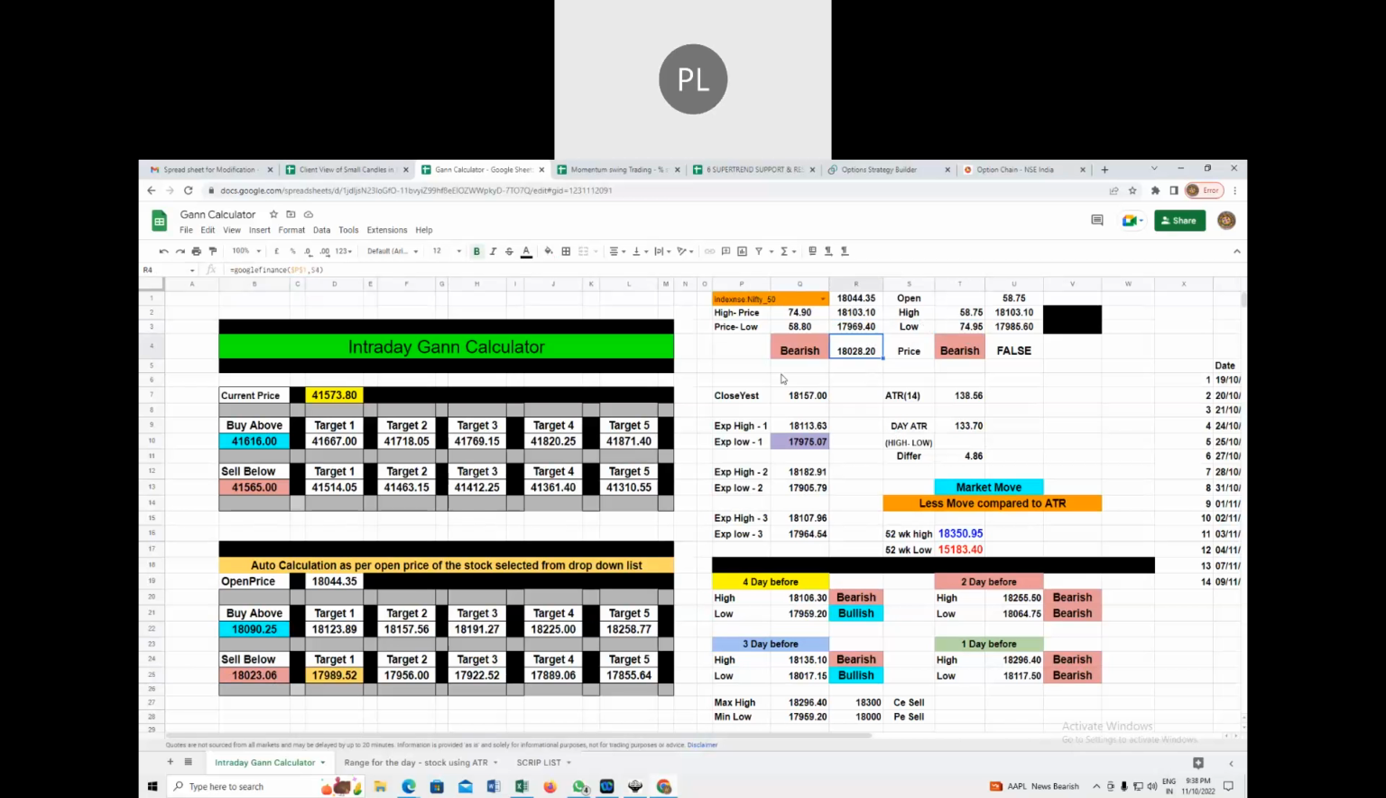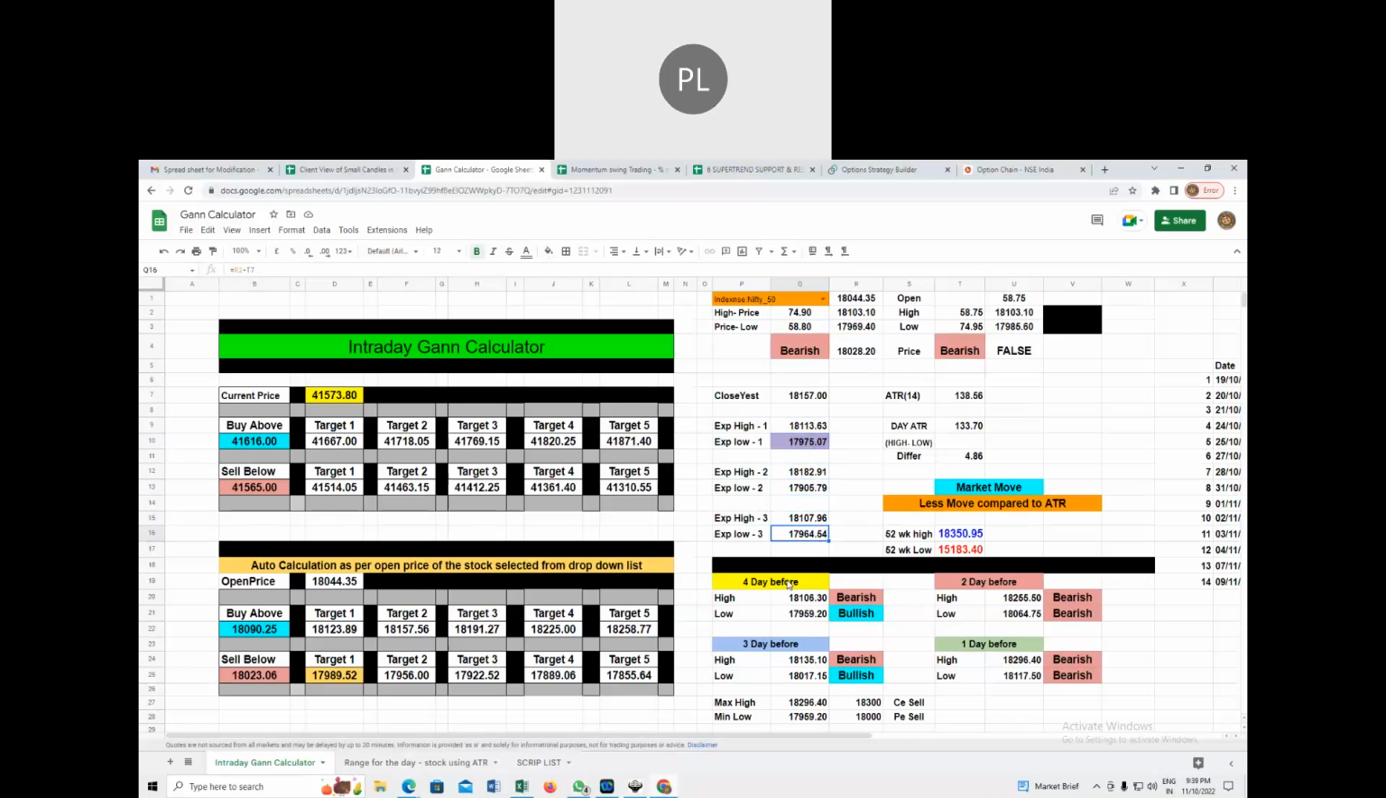So you can see here that we have expected highs and expected lows marked in the morning itself, depending upon your opening price. So you can see here that these are the levels that we were getting in the beginning. So it's very beneficial to understand and have this Excel so that we can make a plan accordingly.